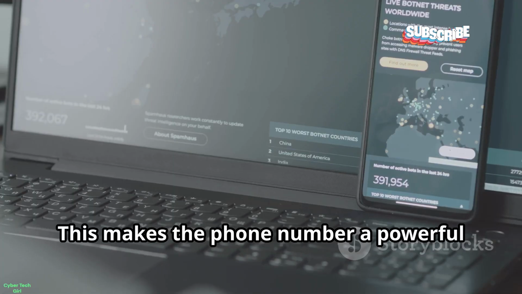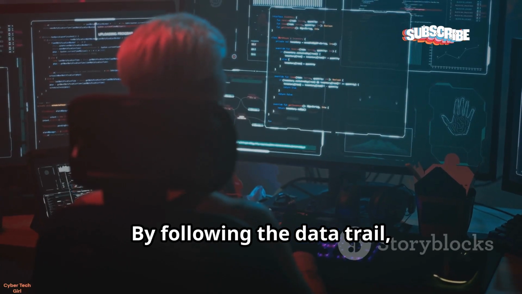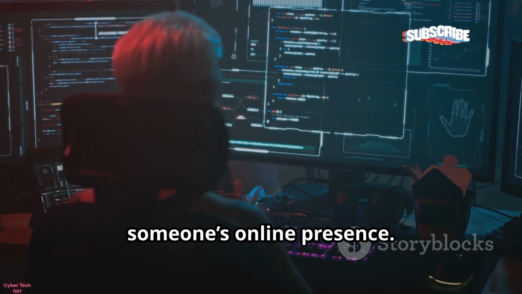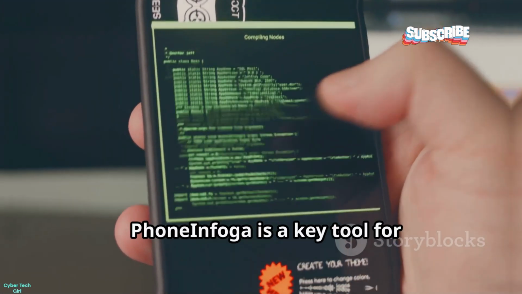This makes the phone number a powerful starting point for building a digital profile. By following the data trail, you can uncover surprising details about someone's online presence. This is the foundation of our investigation.